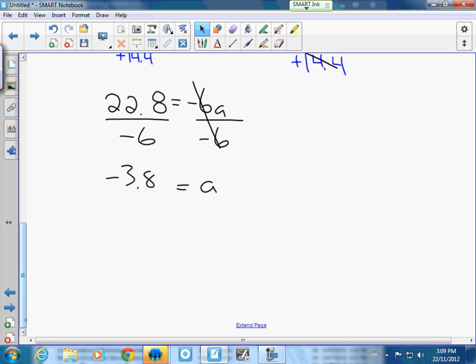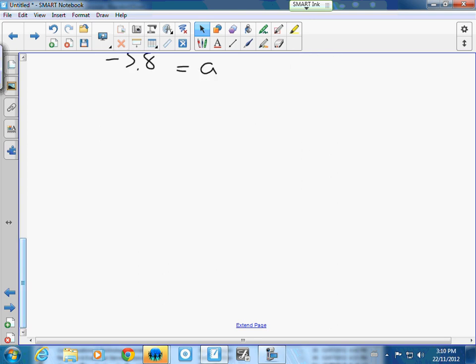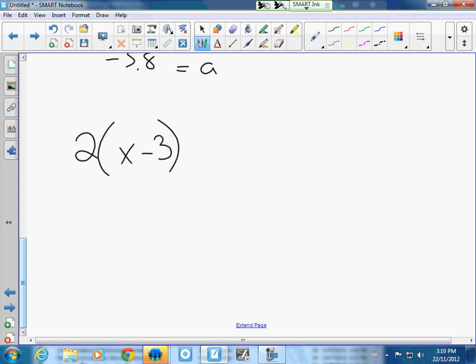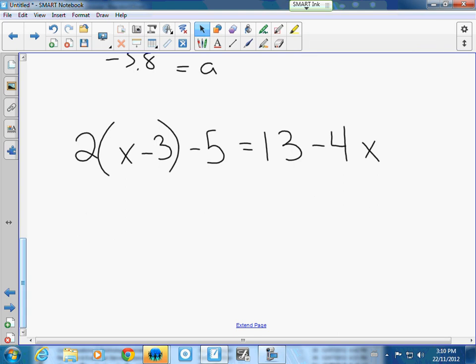Okay, let's do another one. As you can see, these are getting more and more complex. What do you do first? Distribute. Get rid of the brackets, guys. Do that first. Write this down. Get rid of the brackets. That's your first step. Make sure you can do that.